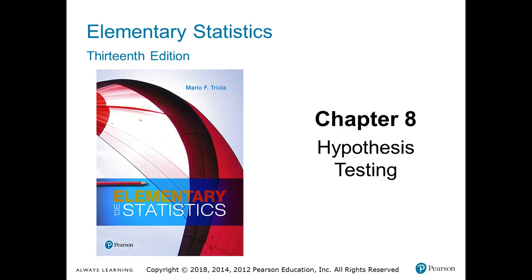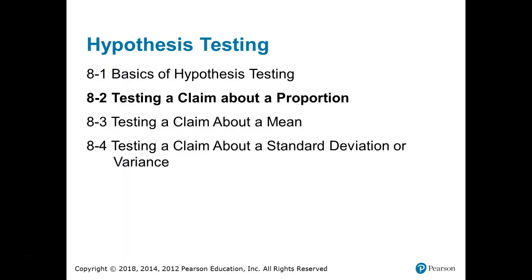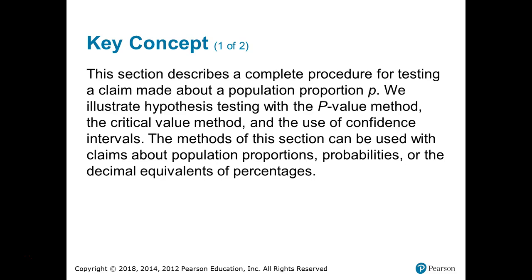In this video, we will cover Chapter 8, Section 2, Testing a Claim about a Proportion. So this section describes a complete procedure for testing a claim made about a population proportion P. We illustrate hypothesis testing with a p-value method, the critical value method, and the use of confidence intervals. The methods of this section can be used with claims about population proportions, probabilities, or the decimal equivalents of percentages.